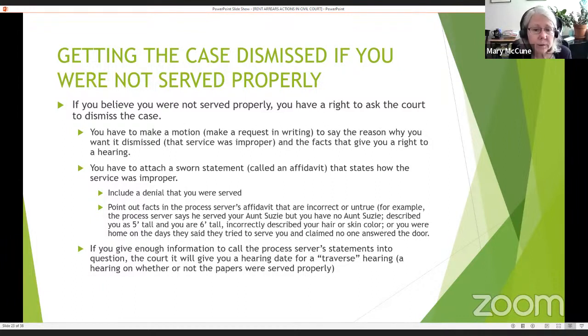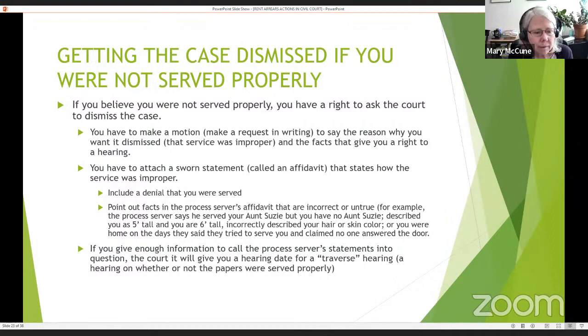He served your Aunt Susie. You have no Aunt Susie. He says you're 5 foot tall. You're 6 feet tall. He or she incorrectly described your hair or skin color. Or maybe you were home on the days they said they tried to serve you and said no one answered the door. Maybe you had broken your leg and you know for a fact you were home for like a month because you worked remotely, you couldn't go to work or anywhere else. So you're going to put those facts in your affidavit.